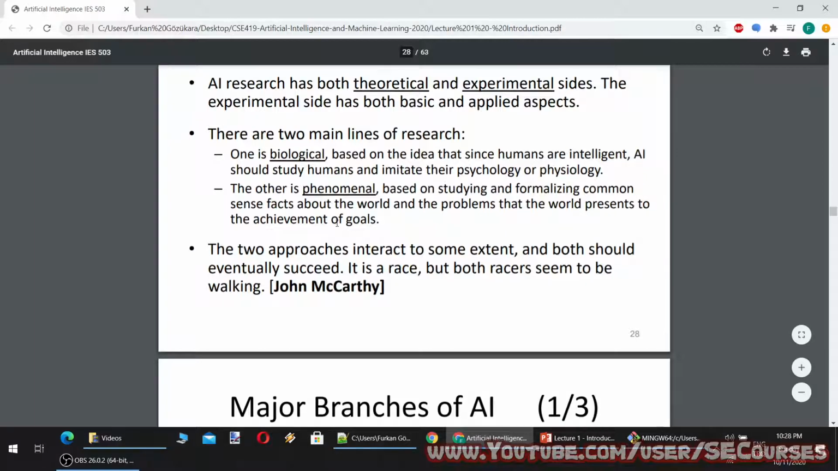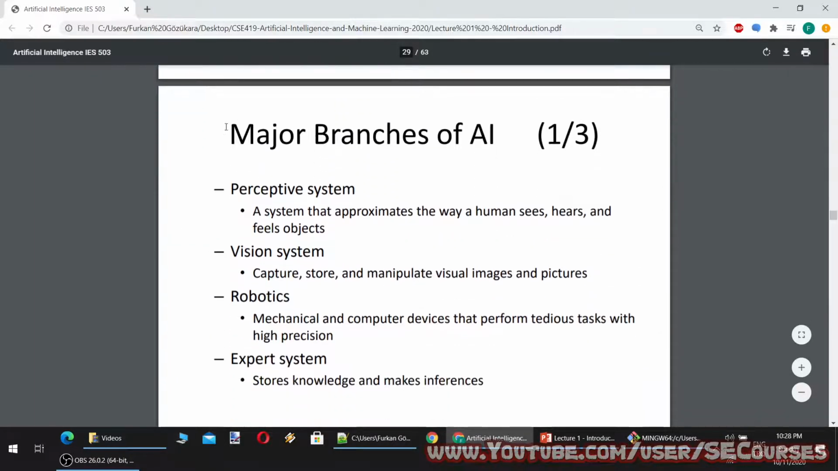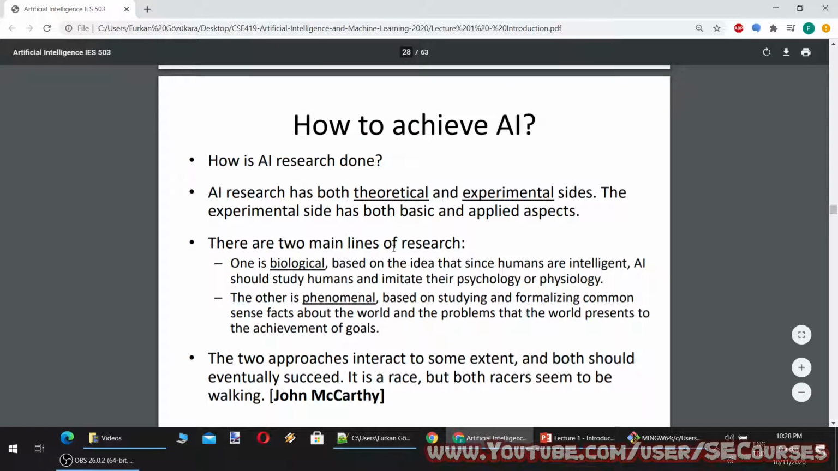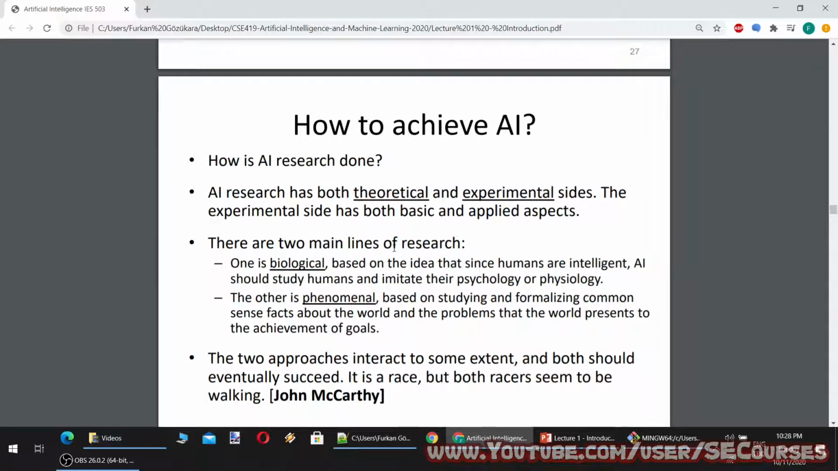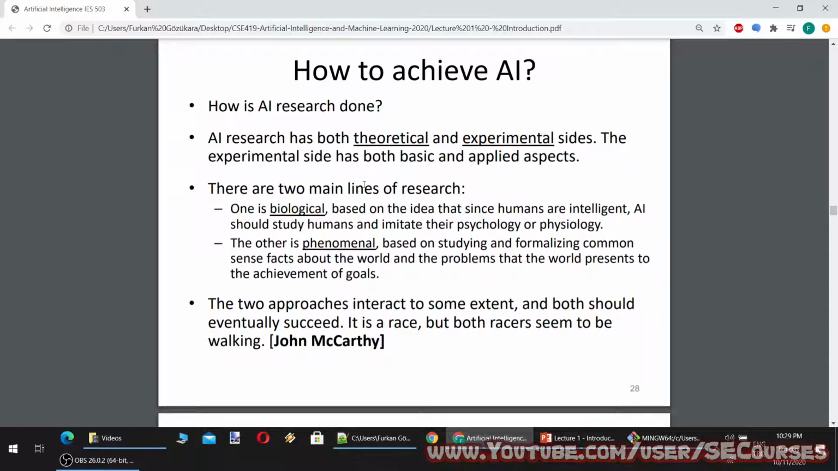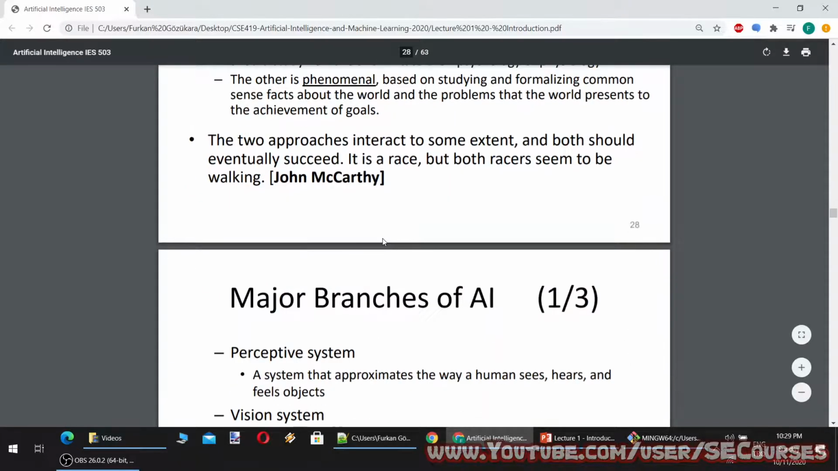So, these are the two main lines of research. And as you can see, one side is aiming to construct a system that imitates humans, and the other one is phenomenal, studying and formalizing common sense facts about the world and the problems. It is more like a mathematical formalization. So both of them interact to some extent, and both should eventually succeed, according to John McCarthy.